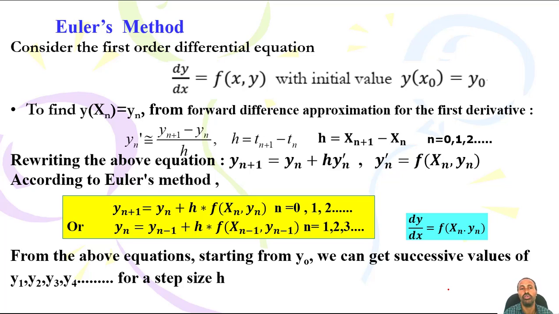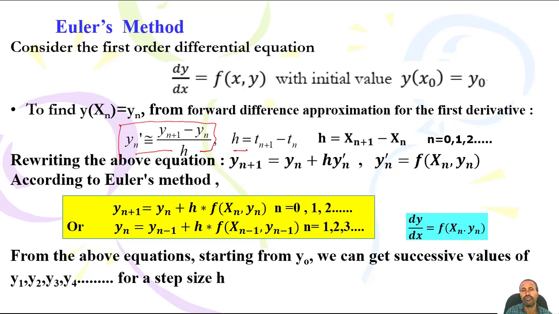Okay, the second method is Euler's method. Similarly, we consider the first order differential equation dy by dx is equal to f of x, y, with initial value y of x naught is equal to y naught. Then to find y of x n, we can have y n. From the forward difference approximation of the first derivative, which we know from the previous topic, the derivative is equal to y n plus 1 minus y n over h, the step size. So this is the equation.